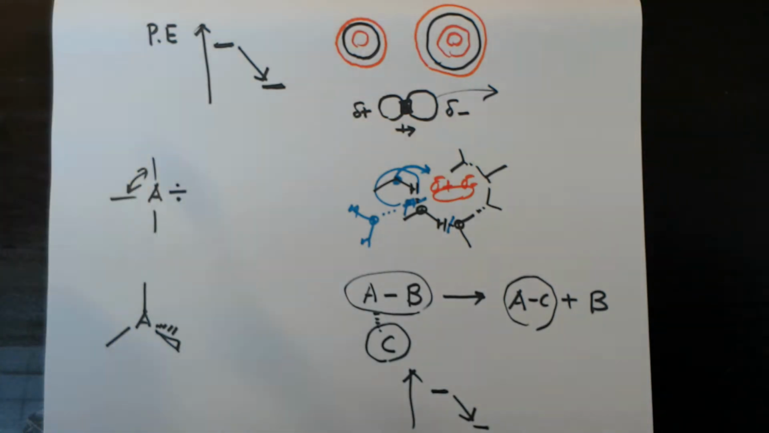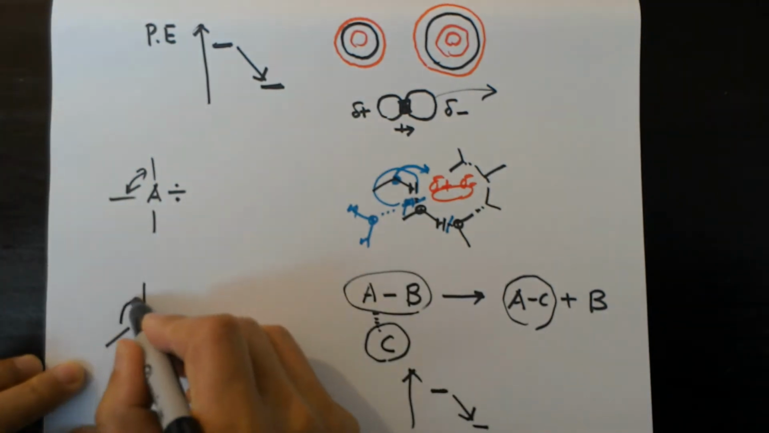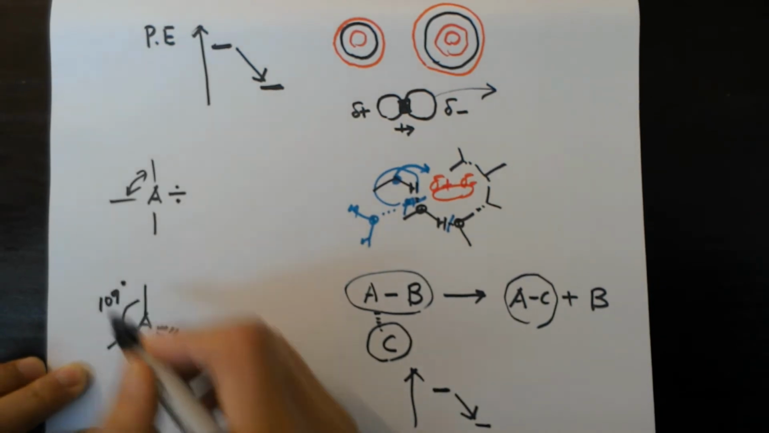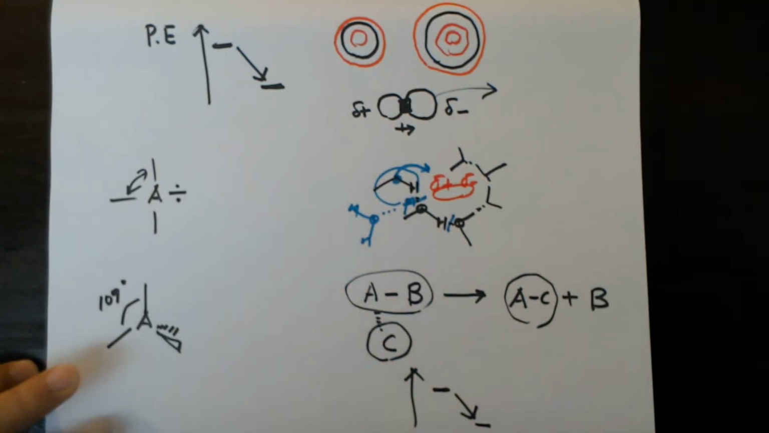So you get 109.5 degrees of angle between all these lines.